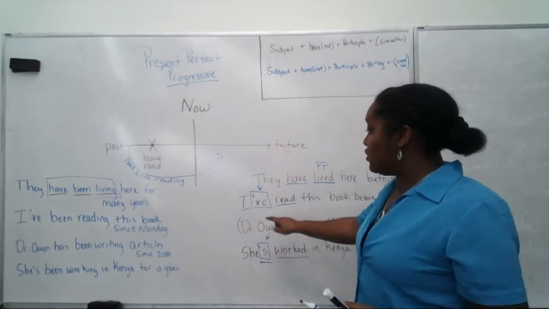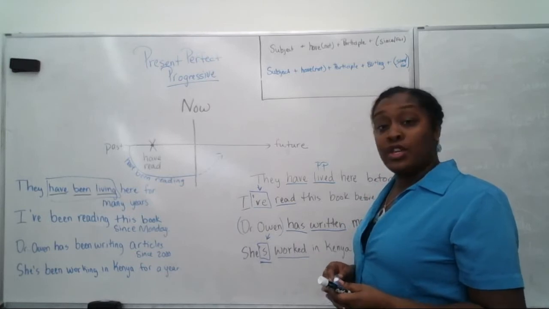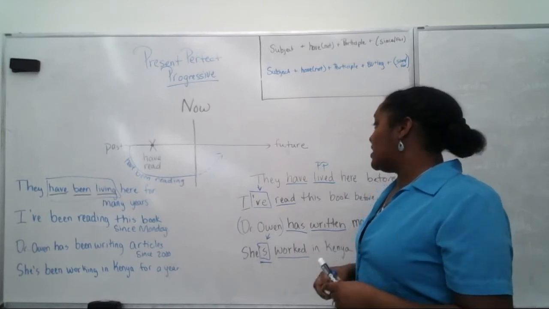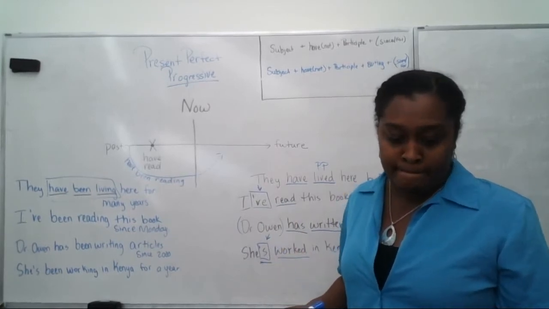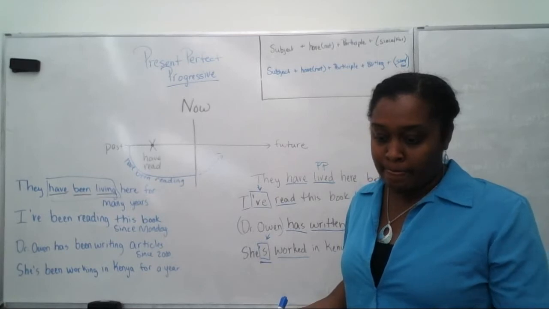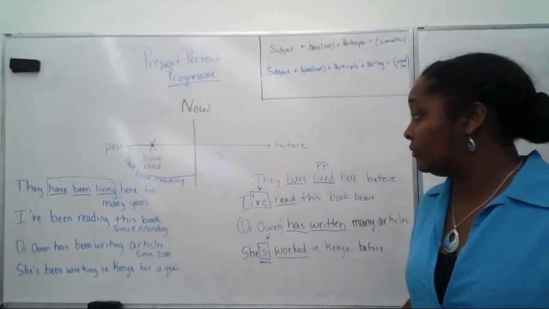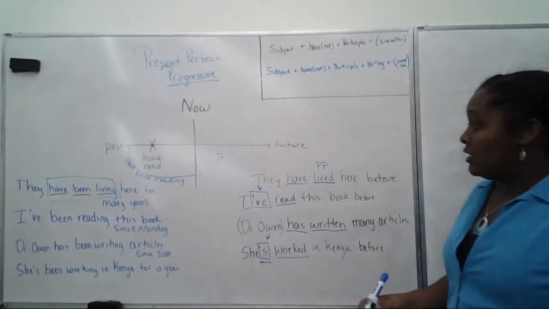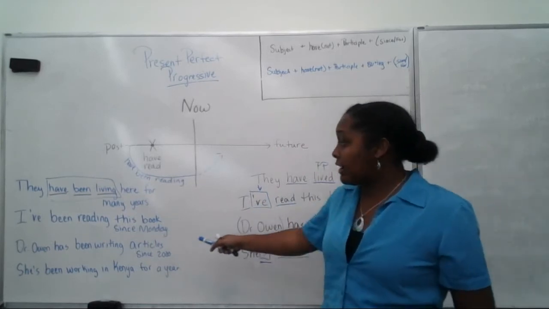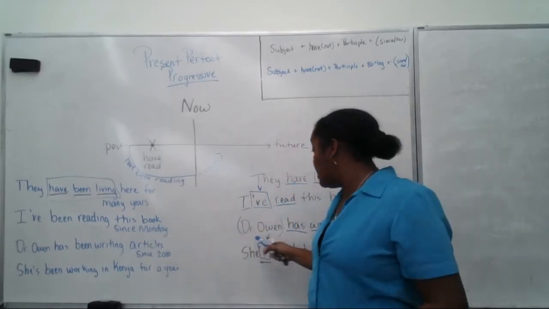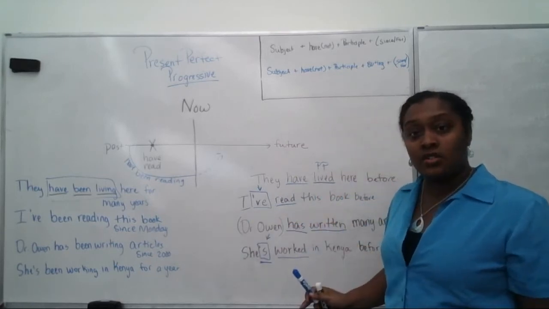We generally speak with contractions when we use the present perfect. So we don't say they have lived here, we say they've lived here. Okay? So you can compare both of these. You know, I've been reading this book since Monday versus I've read this book before. Or Dr. Owen has been writing articles since 2000 versus Dr. Owen has written many articles. So in one, he's still doing it, in the other, he has finished.